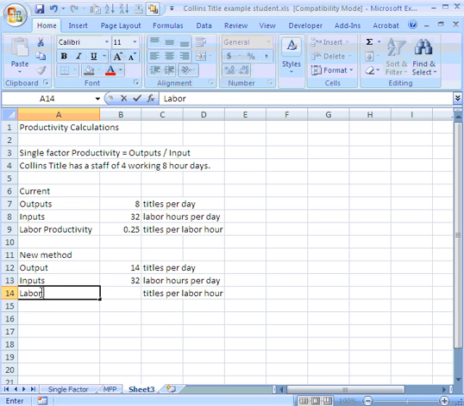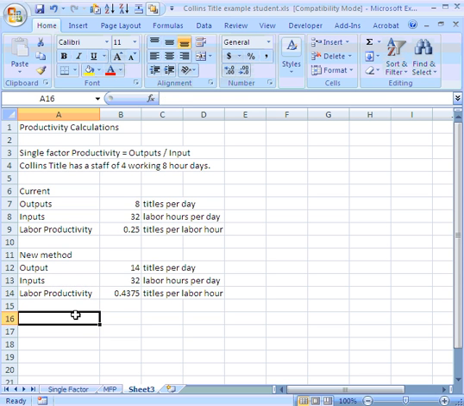The new labor productivity is equal to the output divided by the input. There's only one input. So there's a difference. There's an increase in labor productivity, which makes sense. So you use some common sense there. It should be bigger. What's the percent change?